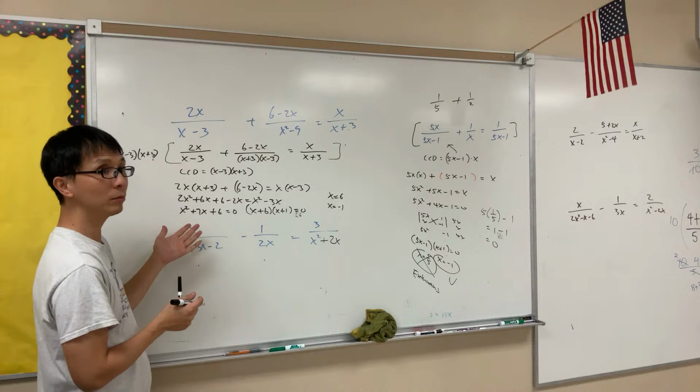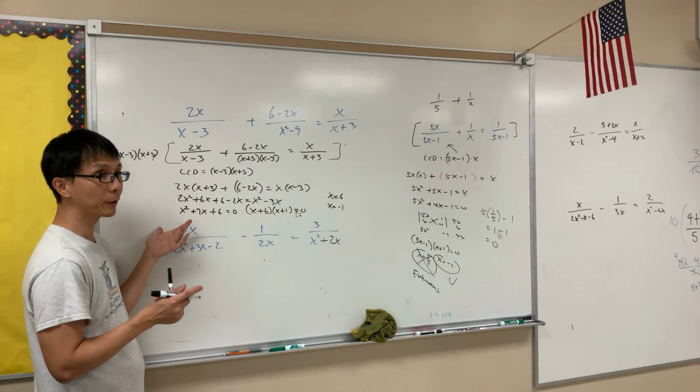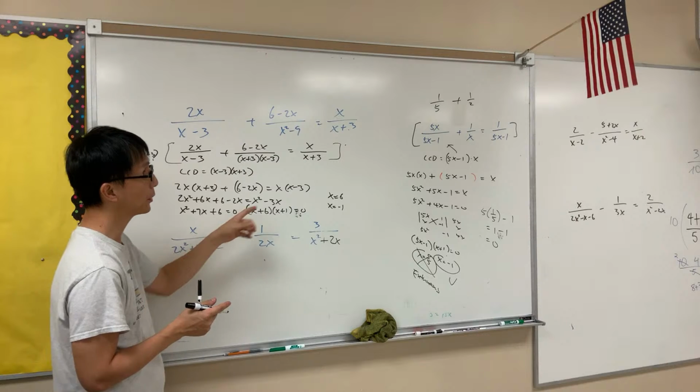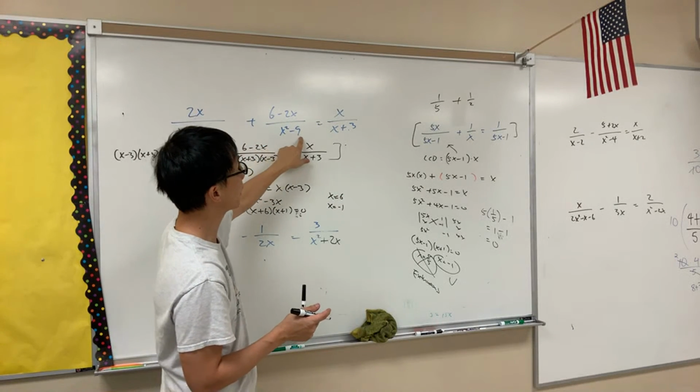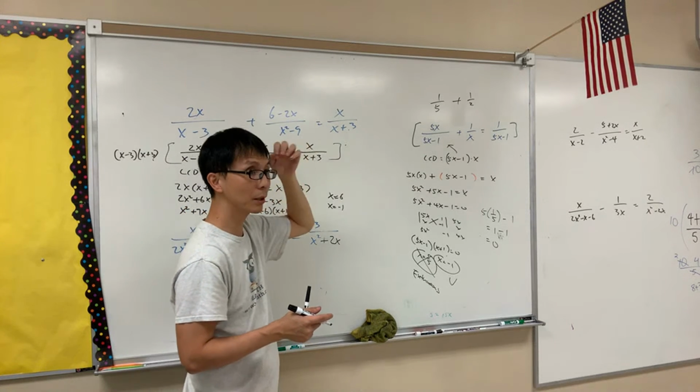Is this really difficult? No. But don't forget what? Double check the denominator. Can I plug in 6 in here? Well, 6 minus 3 is okay. 6 squared minus 9 is okay. 6 plus 3 is okay.